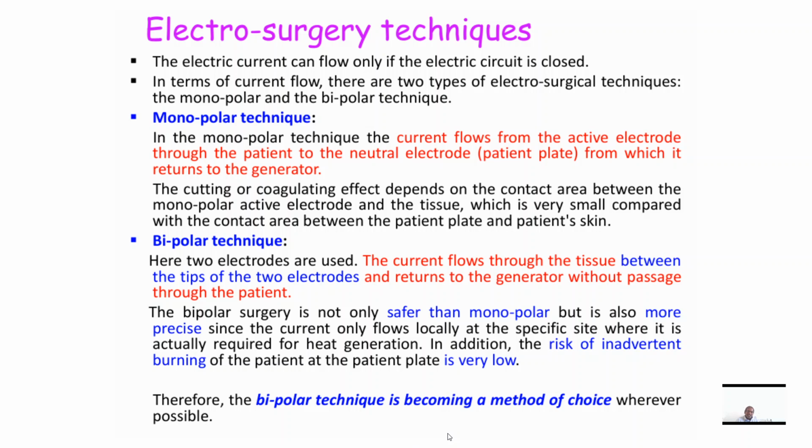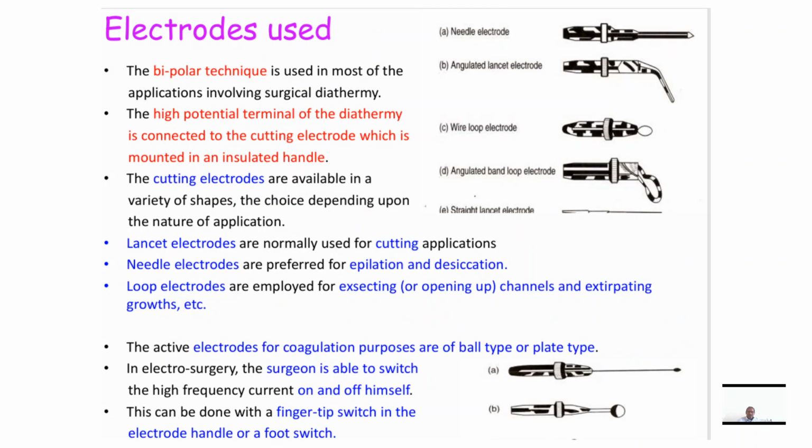If the bipolar technique is not possible in some places, then the doctors can select the monopolar technique. That is the difference between the bipolar and the monopolar technique. These are some of the different types of electrodes used in surgical diathermy. The bipolar technique is used in most of the applications involving surgical diathermy.